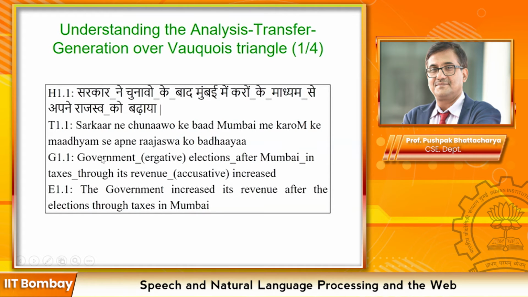Now comes gloss. What is gloss? Gloss is word-to-word positional correspondence. Sarkar ne. Sarkar is government. Ne is the ergative marker, okay, which Hindi uses for past tense, transitive verb, and agent. Chunao is elections. Ke baad is after. Mumbai. May is in. Karo is taxes. के माध्यम से is through. It's अपने, it's राजस्व revenue. को is accusative marker. बढ़ाया increased.